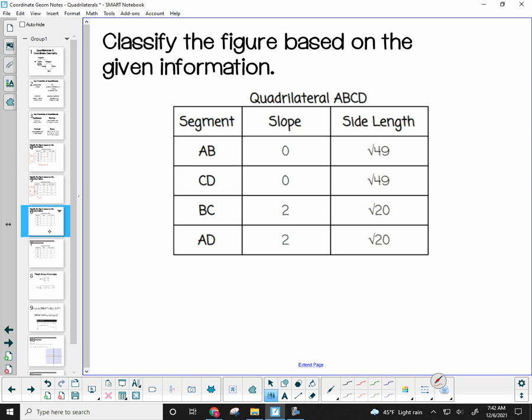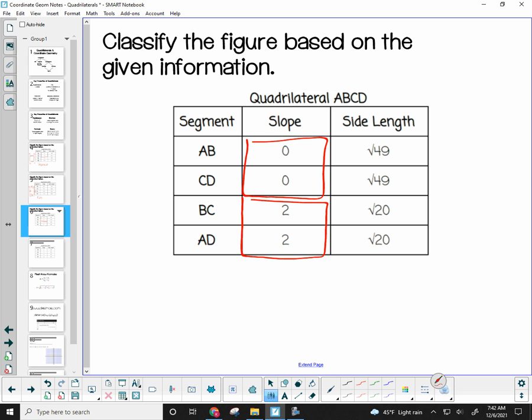Okay, so again, I have my opposite sides listed together. So, do we have any parallel sides? Yeah, how many sets of parallel lines? We have 2 sets, right? So it has to be a parallelogram of some sort.